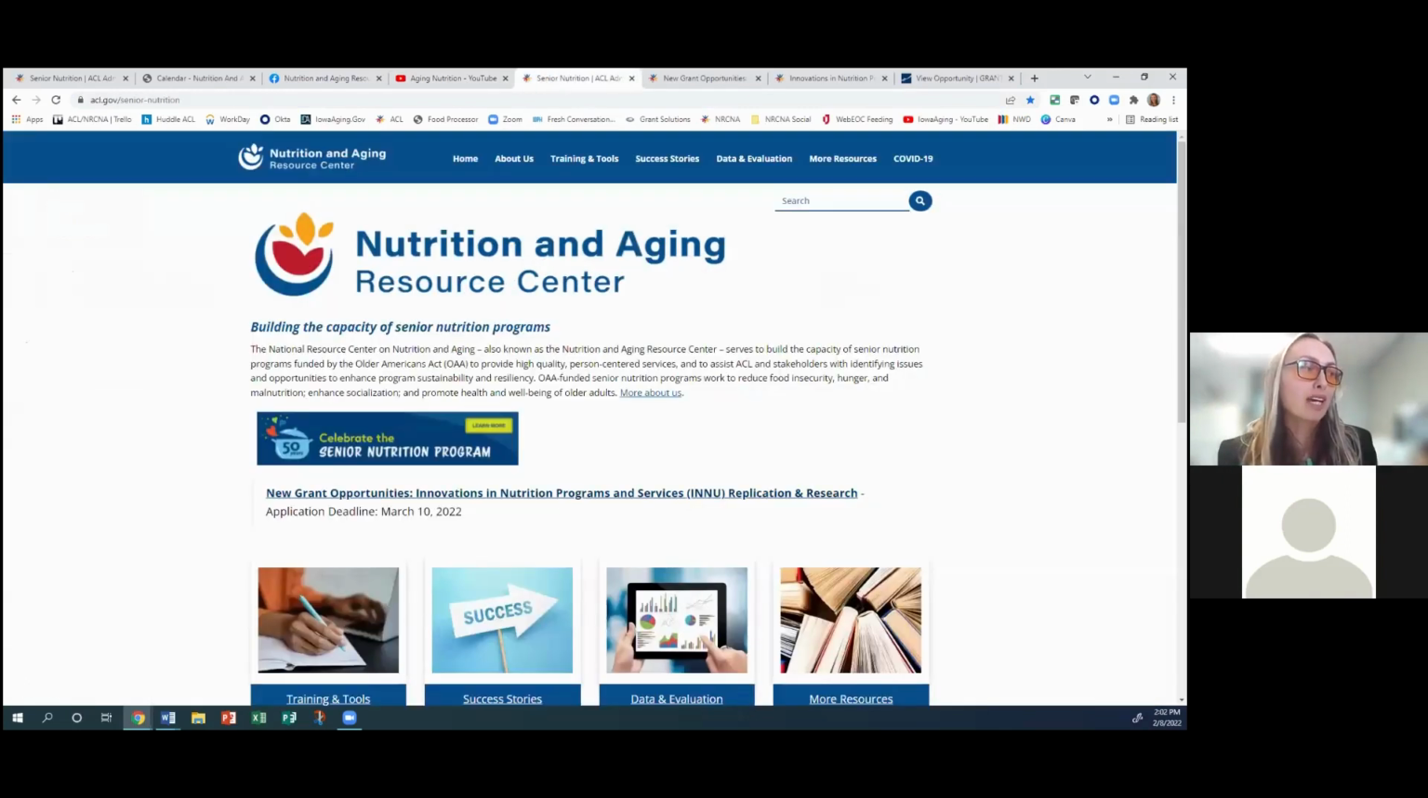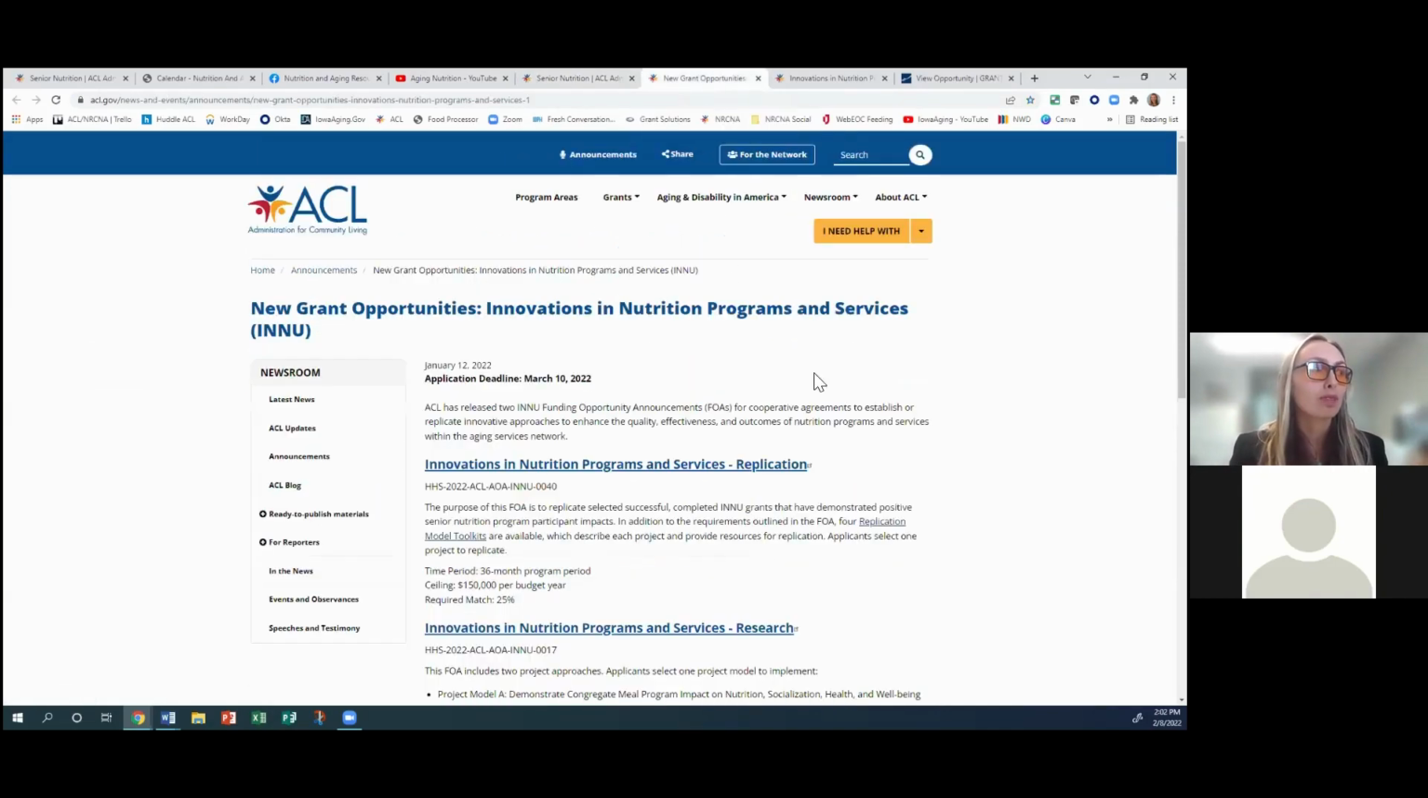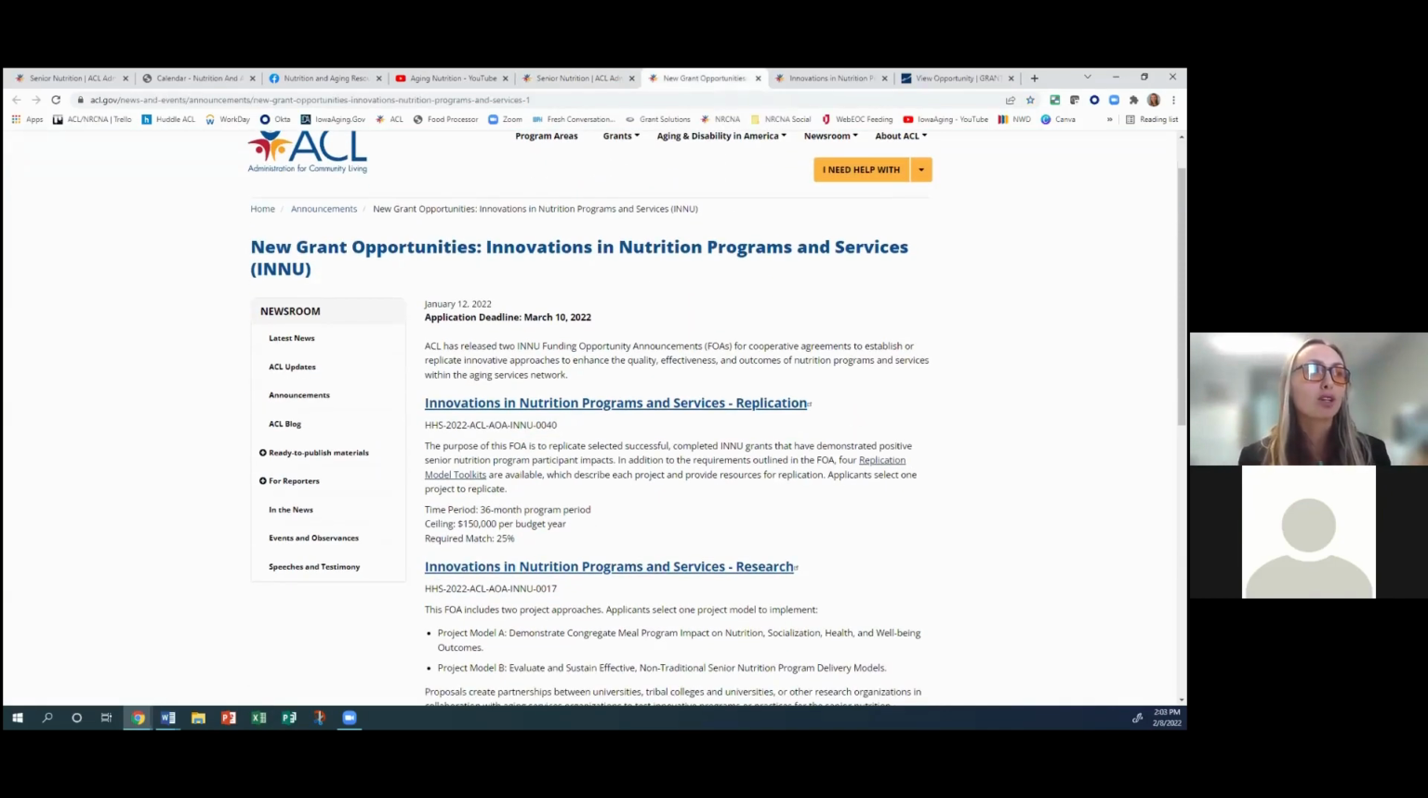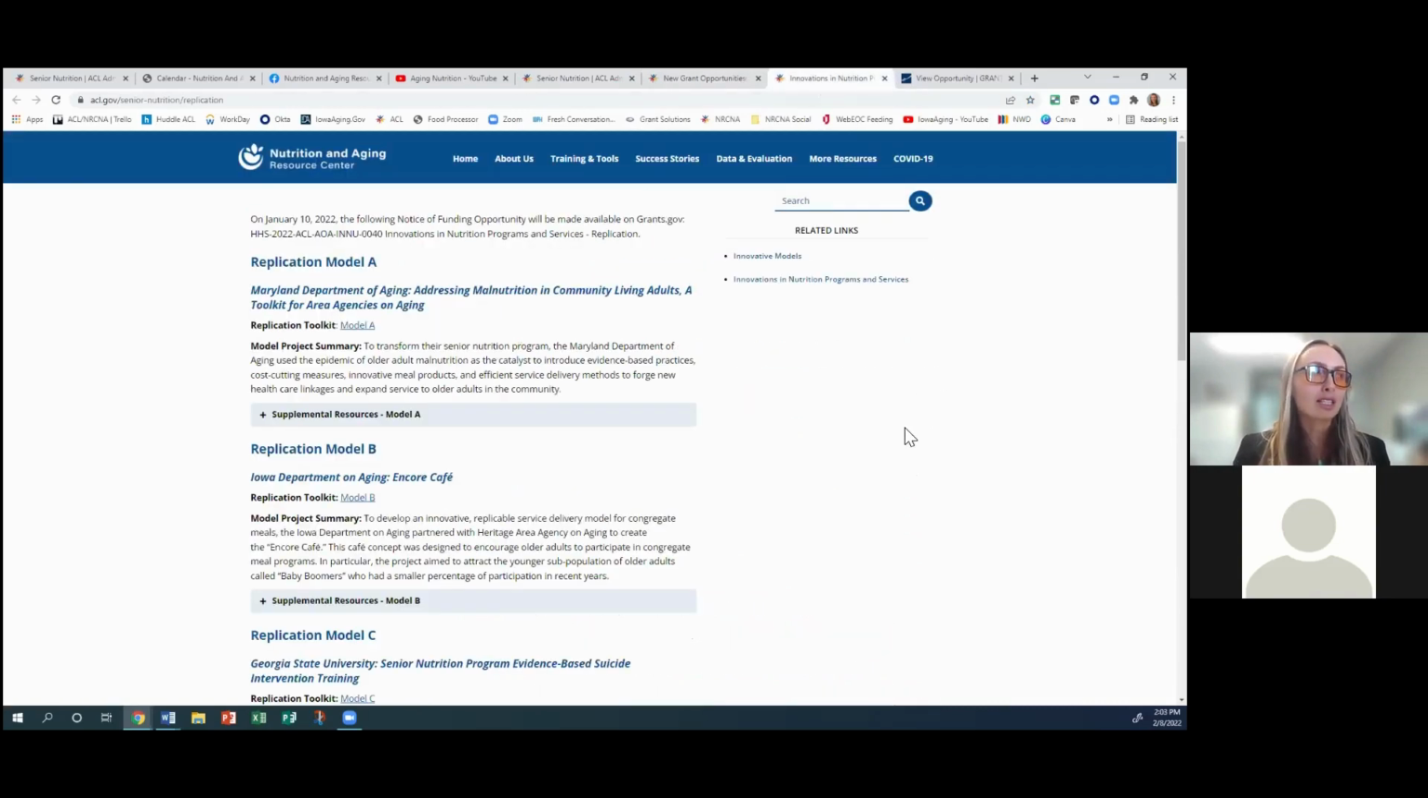So back to our website. We made it really easy for you. You can click on this link right here and it will bring you to these new grant opportunities. We have the Replication grant, which we're talking about today, and the research grant. You can see right here that there are 4 replication model toolkits available. I will click the link and it's this page. There are a lot of toolkits available about these replication models. There's A, B, C, and D.